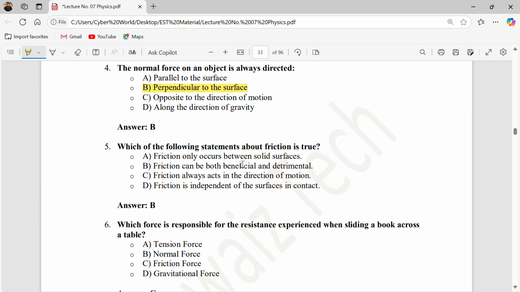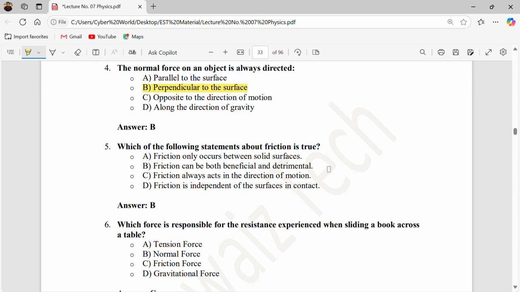Which of the following statements about friction is true? Friction only occurs between solids? No. Friction can be both beneficial and detrimental. Friction always acts in the direction of motion? No, friction can act in the opposite direction of motion. Friction is independent of the surface? No, friction is dependent on the surface in contact. So the correct answer is that friction has both beneficial and detrimental effects.